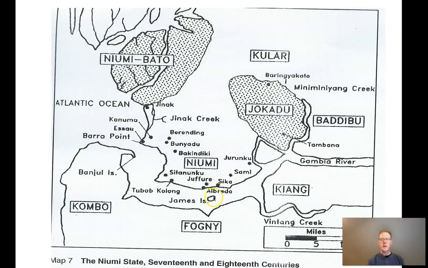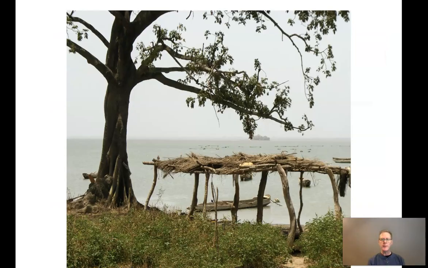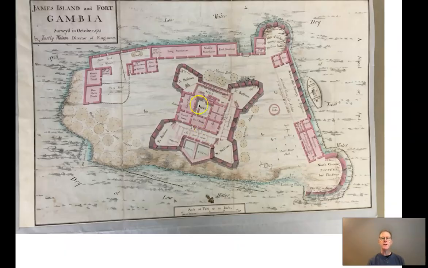The British had a fort right here on this island in the middle of the river called James Island, which they had rented from Numi, this kingdom right here that owned it. And they put a fort up, and you can see the island right there. This is a picture I took standing on the north bank of the river. You can see the island in the middle of the river, and this is a map of what the fort looked like. It's a castle. Basically, they built a castle, walls around it, mostly to protect themselves from other Europeans. They were always battling with the French, anyway.